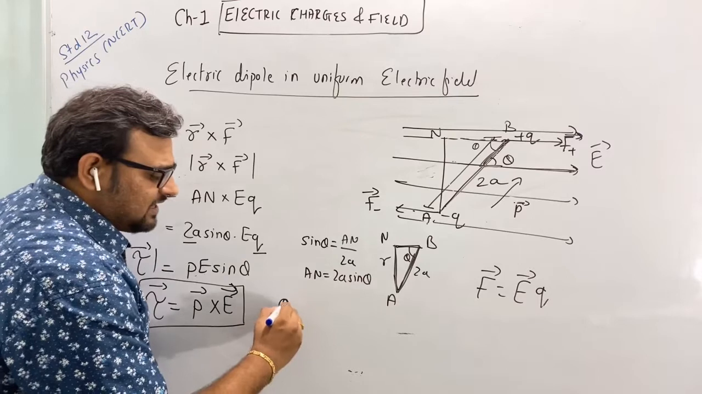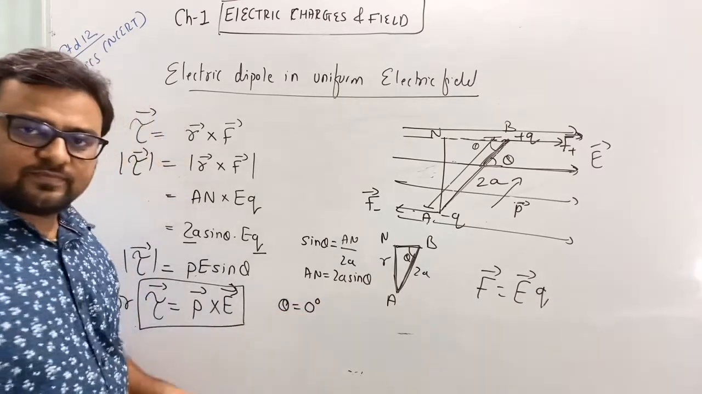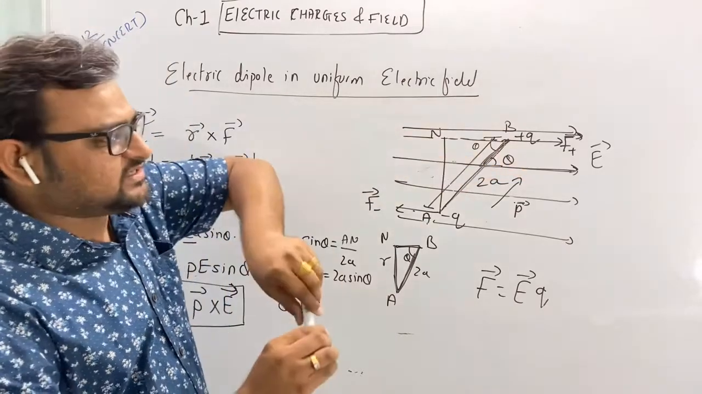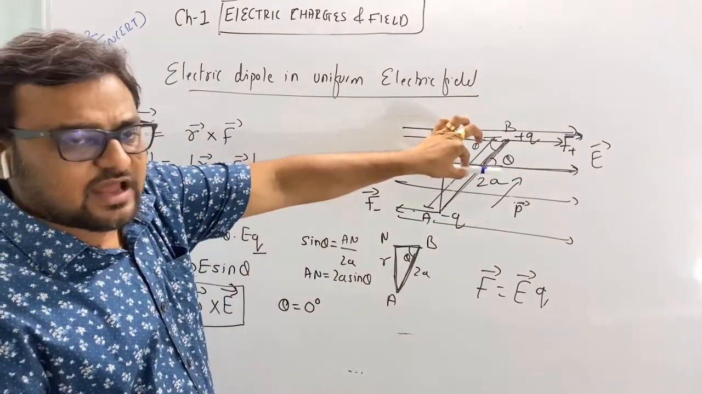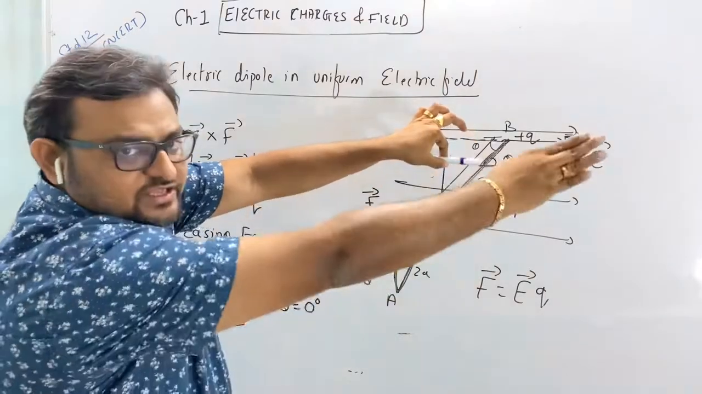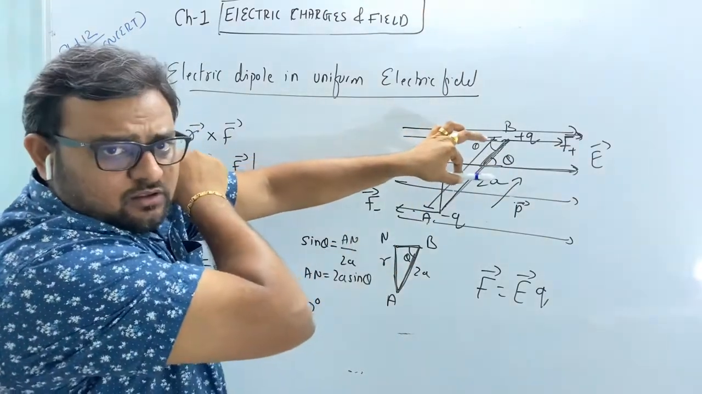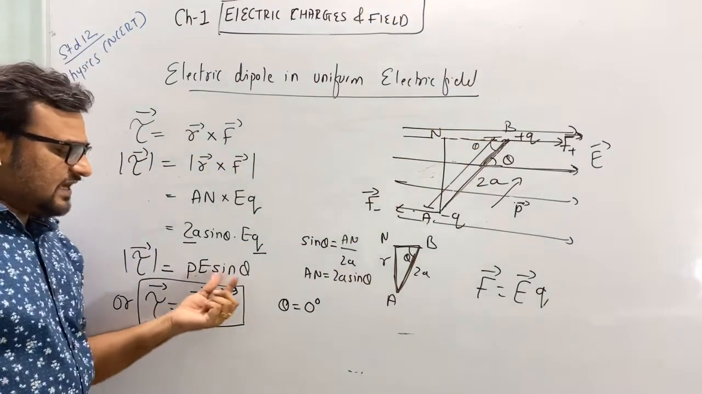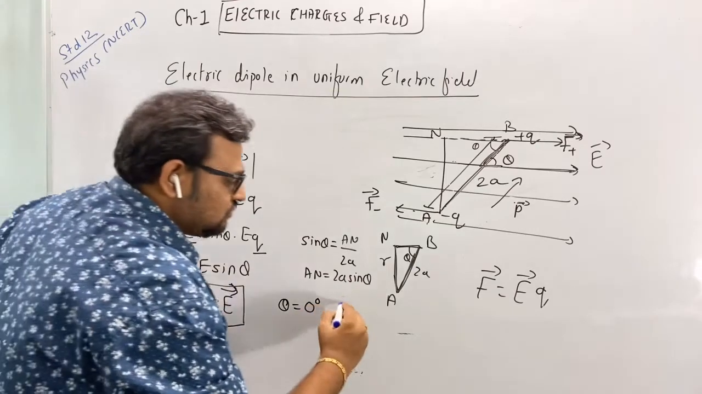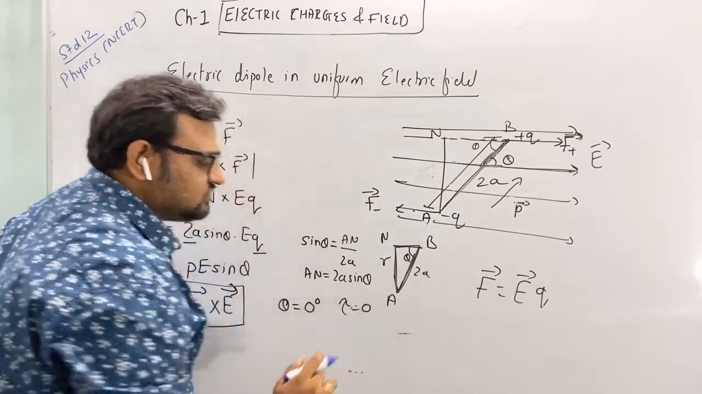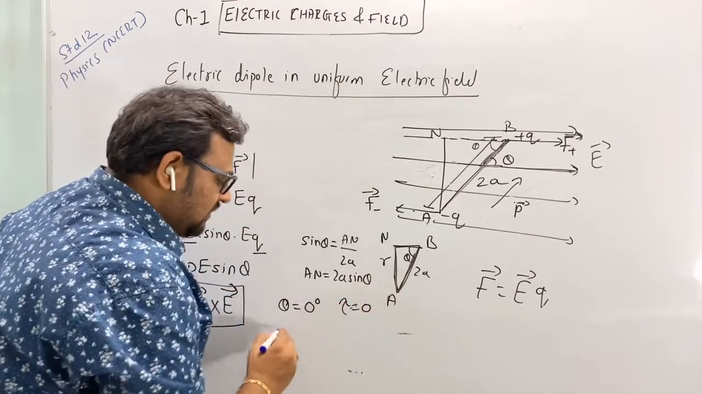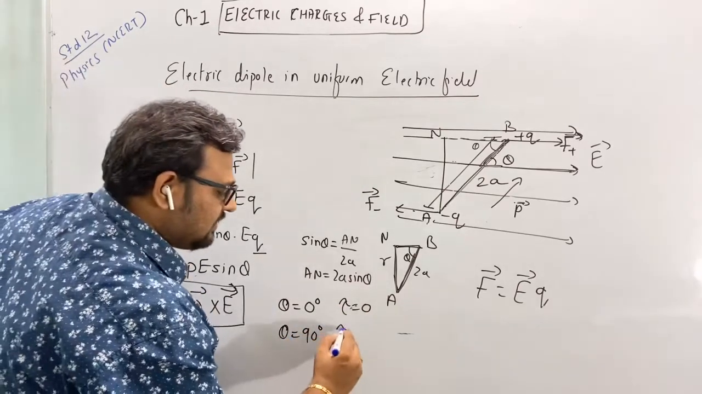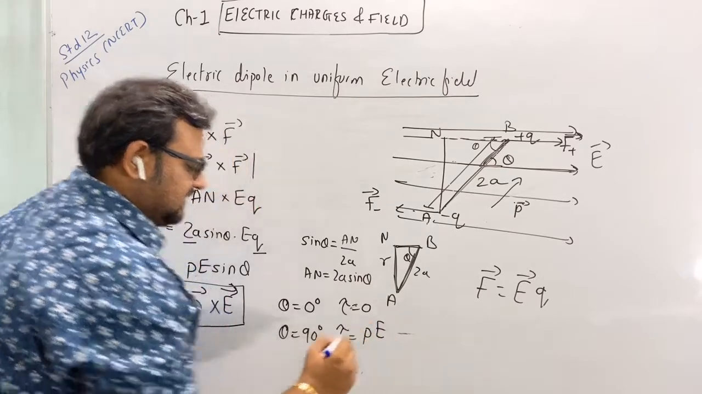Now when theta is equal to 0 degrees, this is the electric field and this is the dipole. So force F1 plus acts this way, negative this way. It will not rotate, so torque will be 0. See, P E sine 0. The value of sine 0 is 0, so torque will be equal to 0. Clear? When theta is equal to 90 degrees, then torque will be equal to PE, right?